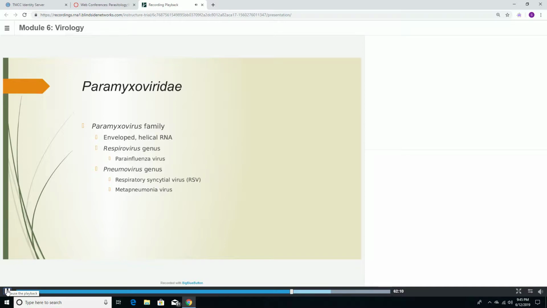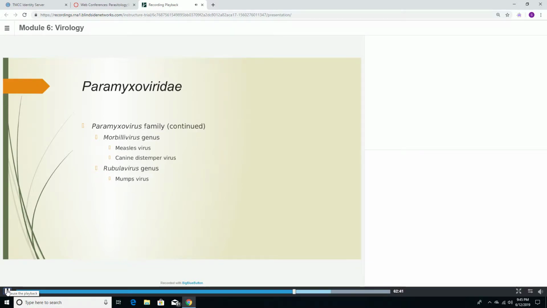The next family we're going to talk about is the Paramyxovirus family. The Paramyxoviruses are enveloped helical RNA viruses. So it's kind of like DNA in that helical shape, but it's RNA. We have the Respirovirus genus, which causes the parainfluenza virus. We have the Pneumovirus genus, which causes the RSV disease, respiratory syncytial virus, and then we have the metapneumovirus.